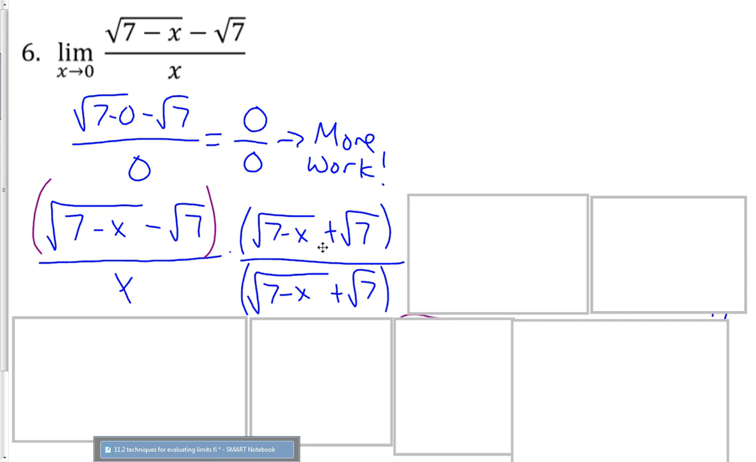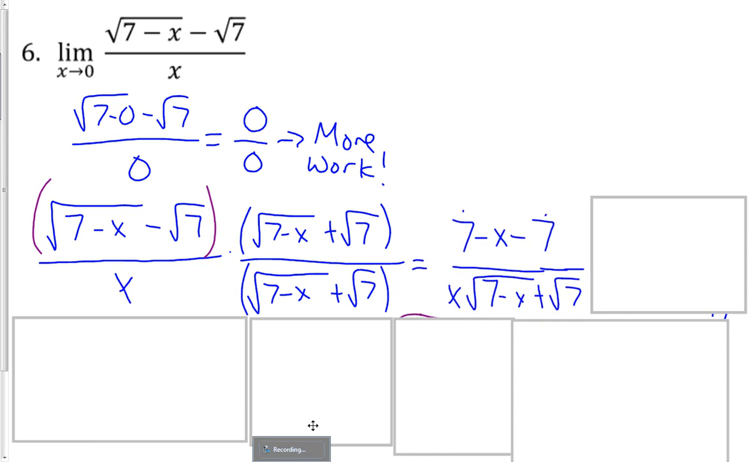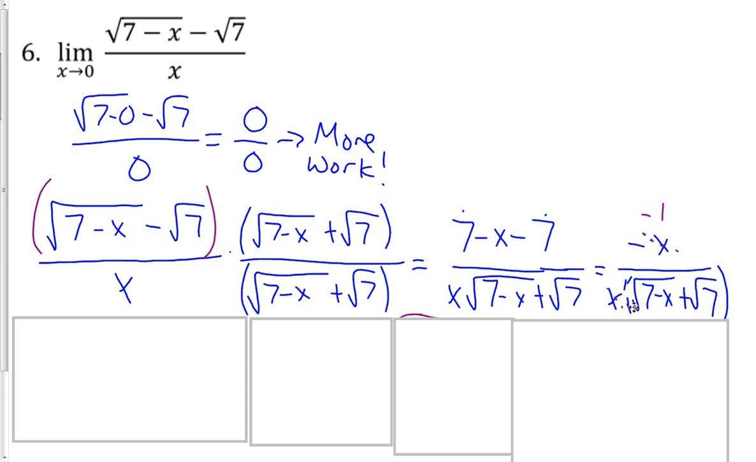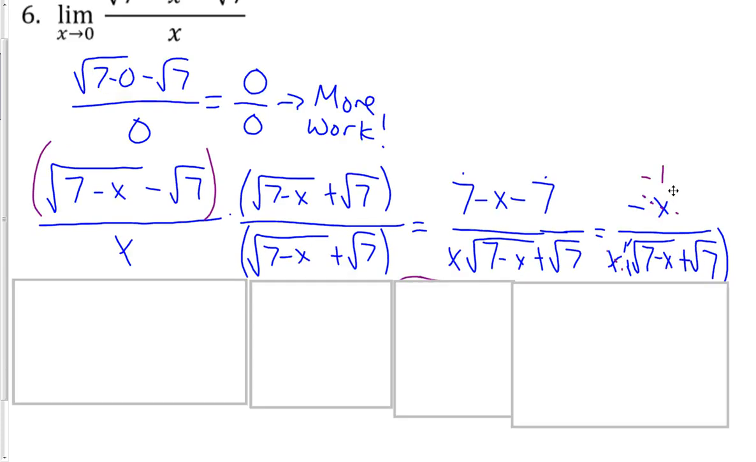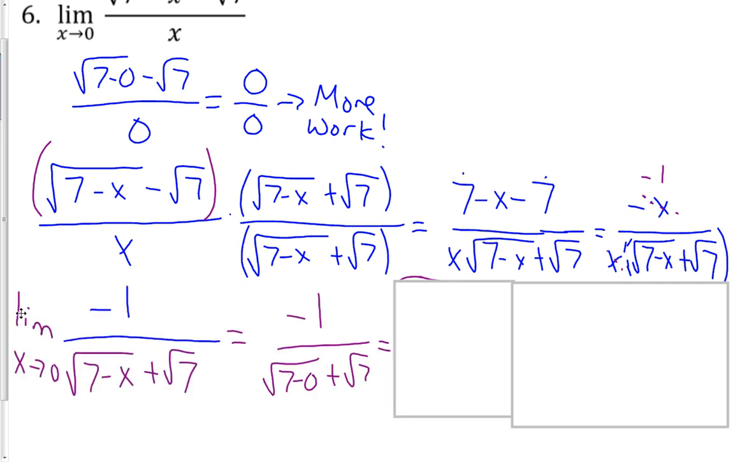So square root of 7 minus x plus square root of 7 over itself, multiplying by 1, and we get 7 minus x minus 7, right? We only had one piece, so I didn't add the parentheses there, but 7 minus 7 is 0, so I get negative x over x times square root of 7 minus x plus square root of 7. And the x's cancel, but the top is negative 1. And so now we have limit as x goes to 0 of negative 1 over square root of 7 minus x plus square root of 7, right?